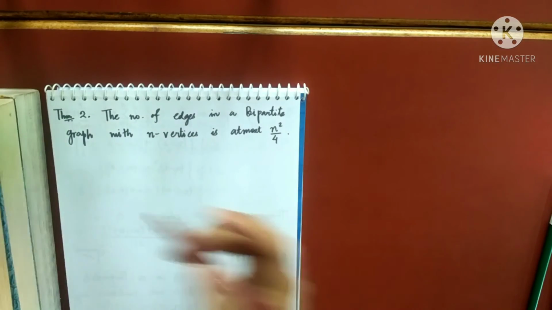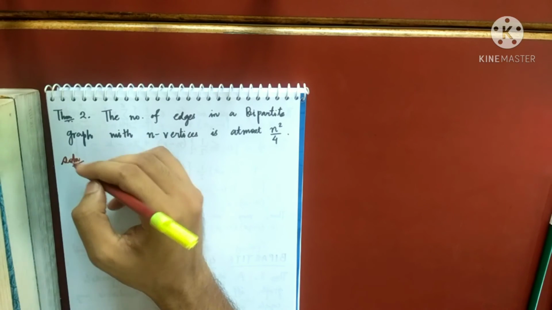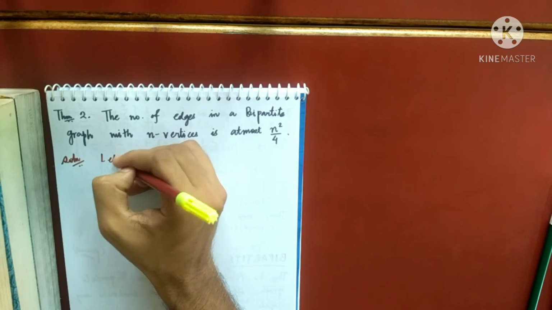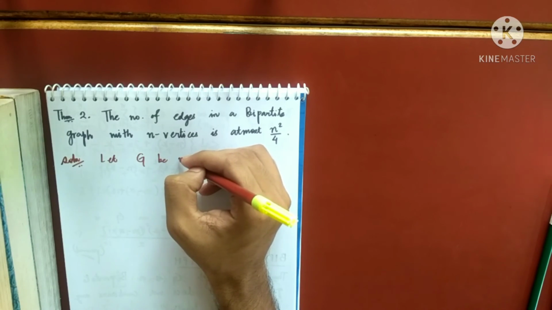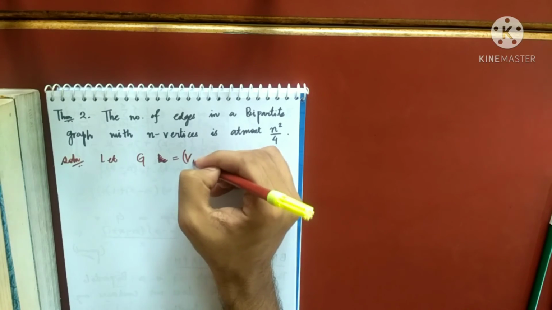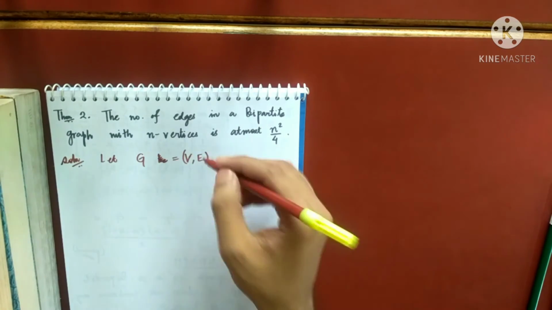How can I prove it? It's very simple. I'll do the proof very quickly. Let G be that graph. Let G equal (V, E). That means V is the vertex set, E is the edge set.